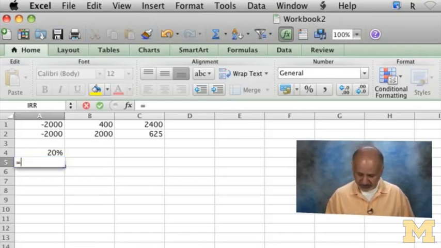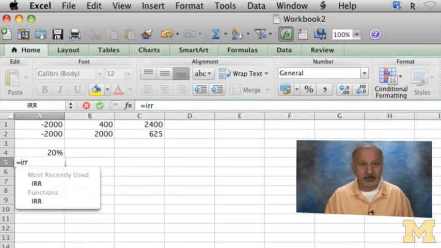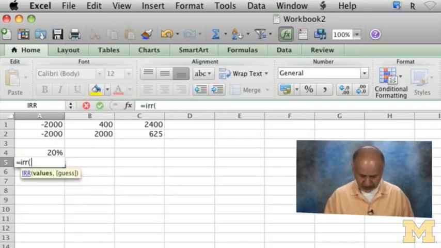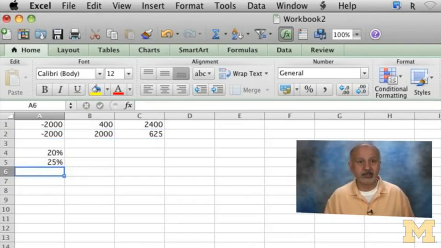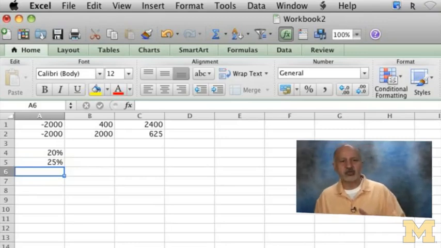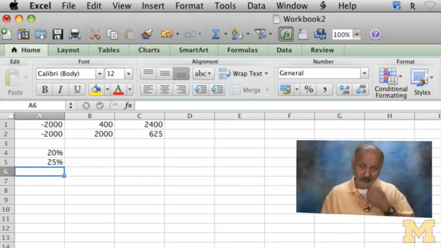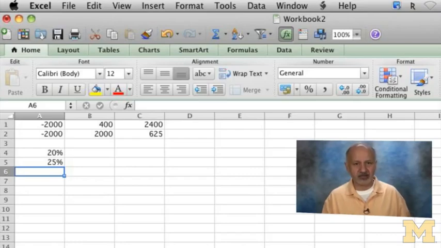Let's do project B. IRR A2 colon C2. I'm just telling it where the numbers are. 25. So think about this. I would choose which project first. Almost everybody would say go for project number 2 because it gives you a higher rate of return. And this is where problems start.